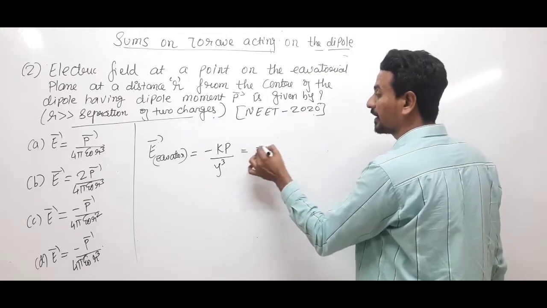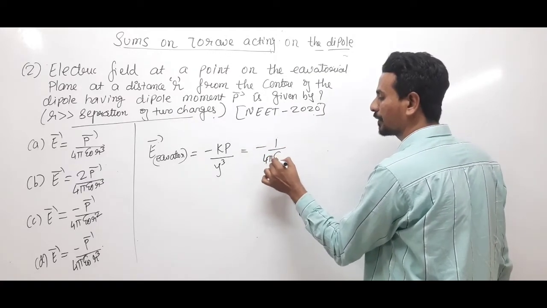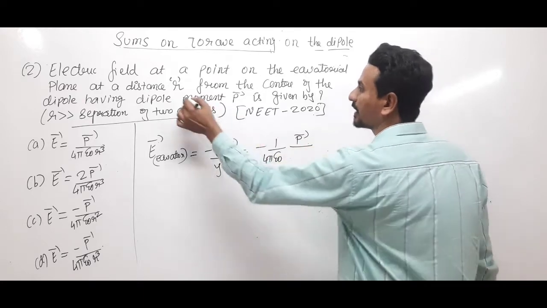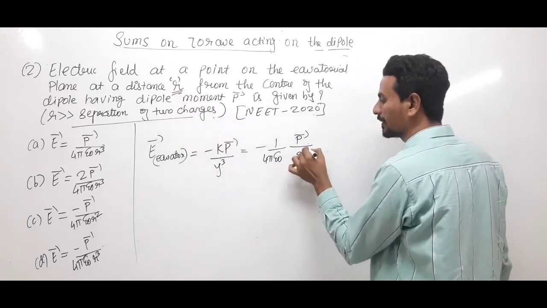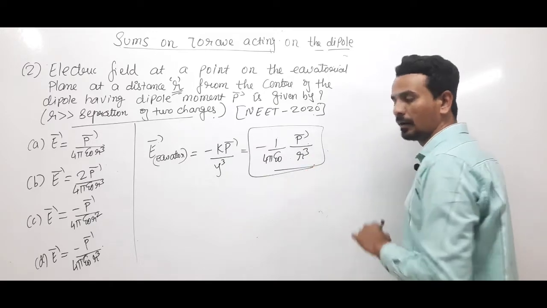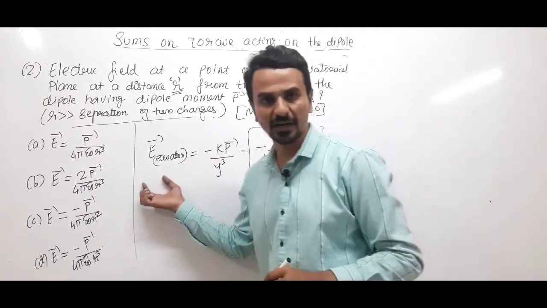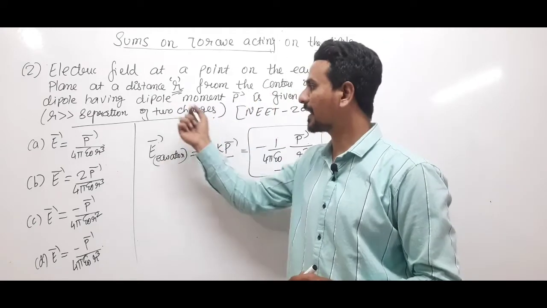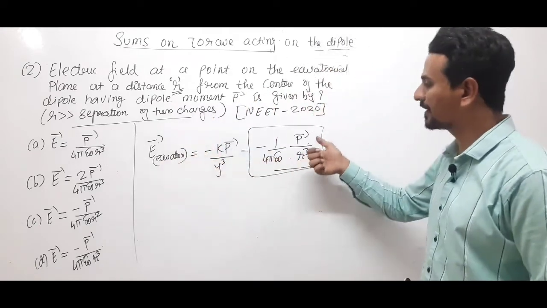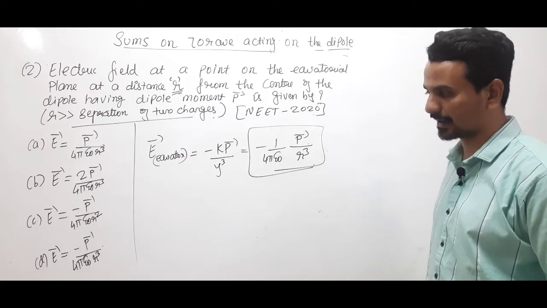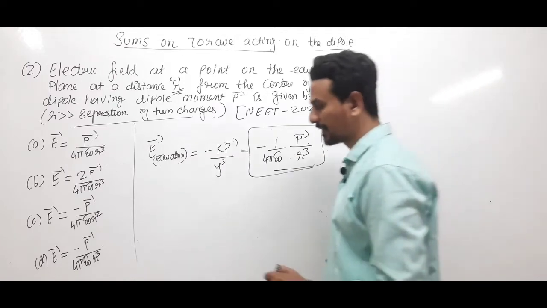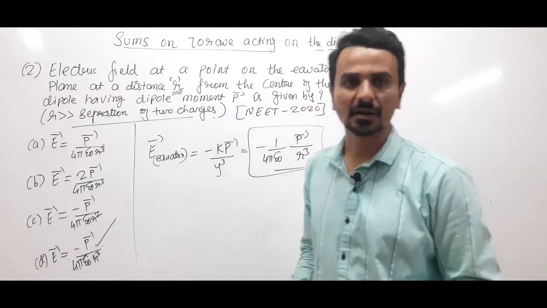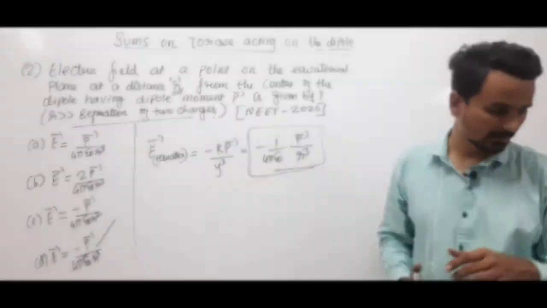So this will be written as minus 1 upon 4πε₀, this is a vector quantity, P upon, instead of y cube, the distance is given as r, so we'll place it as r cube. So the electric field because of a dipole on the equator at a far away distance will be given by minus P upon 4πε₀ r³ r̂. Right, so that means this is the correct option. D is your correct answer. Clear? Fine. The next one.